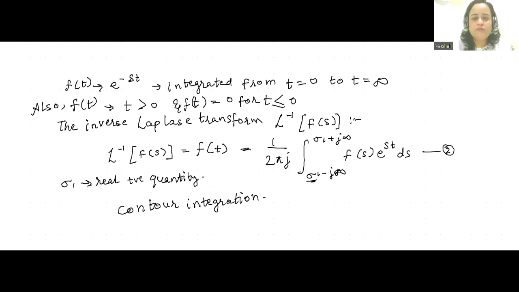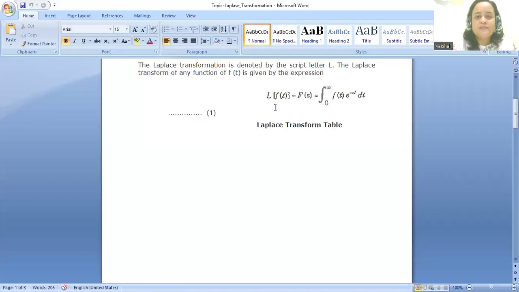So here, my dear students, you have to make sure that you understand how you can do the Laplace transformation. When you are doing the Laplace transformation, we use this formula. The Laplace transform of any function f of t is given by the expression L[f(t)] = F(s) = integration from 0 to infinity of f(t) e to the power minus st dt, right?